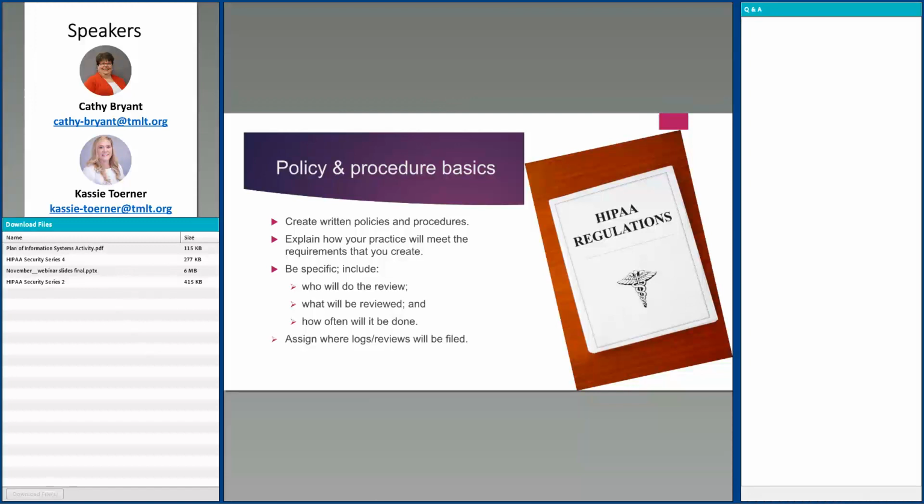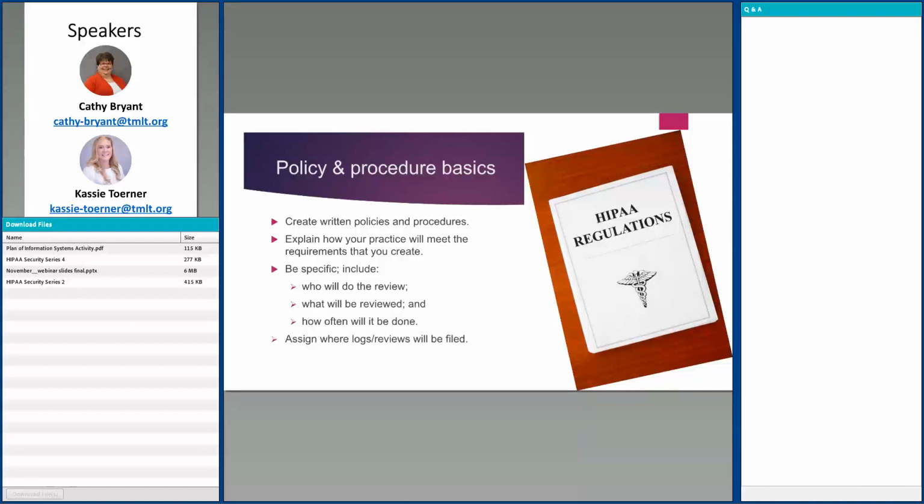We've hit on policies and procedures a couple of times. I can't stress enough how you can have the best process in place, but if it hasn't been committed to writing and you get an OCR investigation, they're going to want those policies and procedures to be written down. And they expect that they're not just a template that you ordered off the internet.